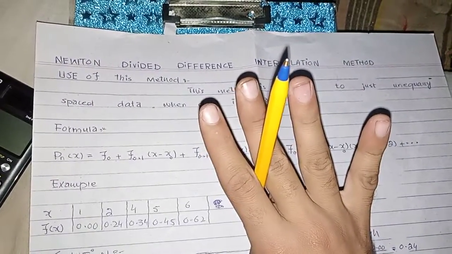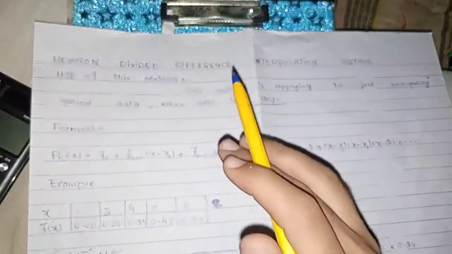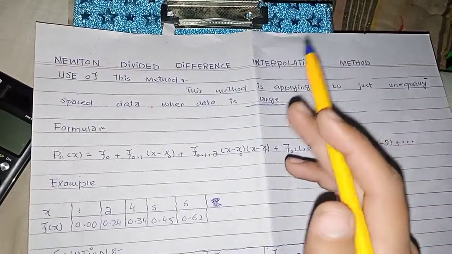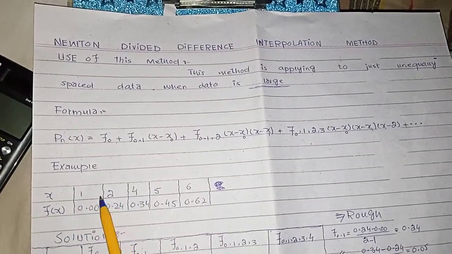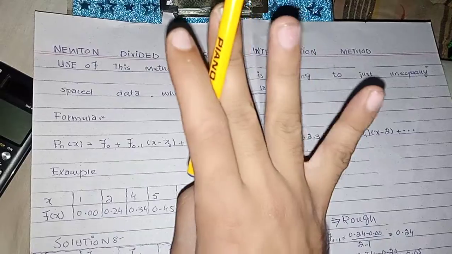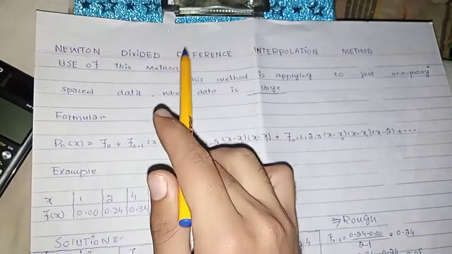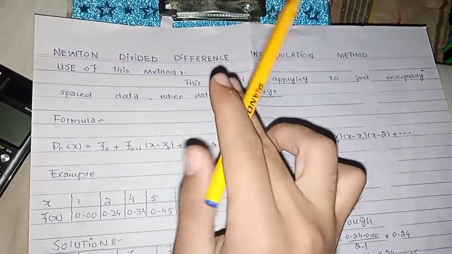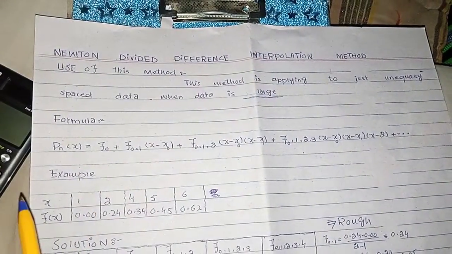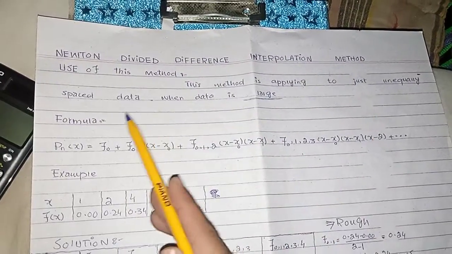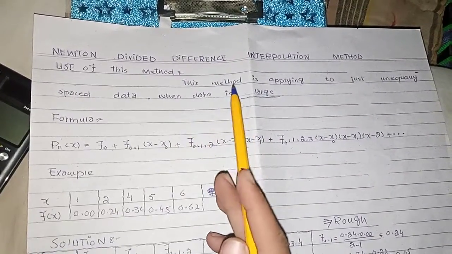Whenever we come across a situation where the data are given and the data are unequal, meaning the differences between the data are not equal, then we will use these four formulas. The first one is Lagrange, the second one is this one, the third one is Hermite, and the fourth one is the Aitken process. These methods apply to unequally spaced data when data is large.